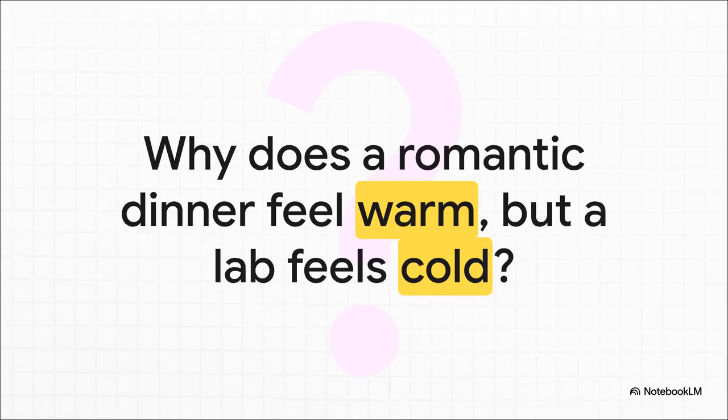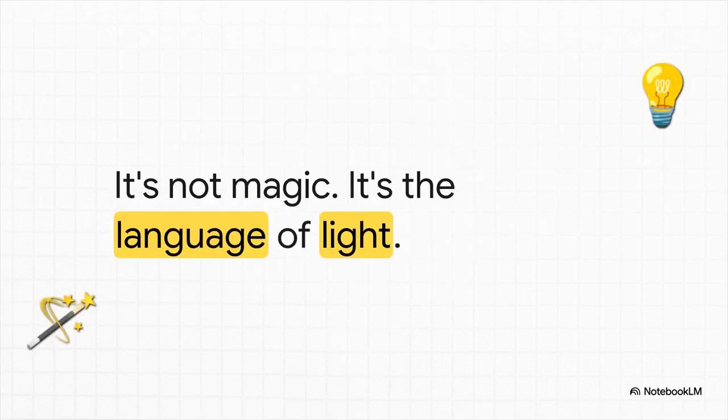I mean, really think about it. You've got that classic romantic dinner, and it's all bathed in this soft, warm glow. Then you cut to a sci-fi movie, and the lab is just drenched in this cold, sterile, bluish light. Why? What's actually going on there to make us feel such different things?